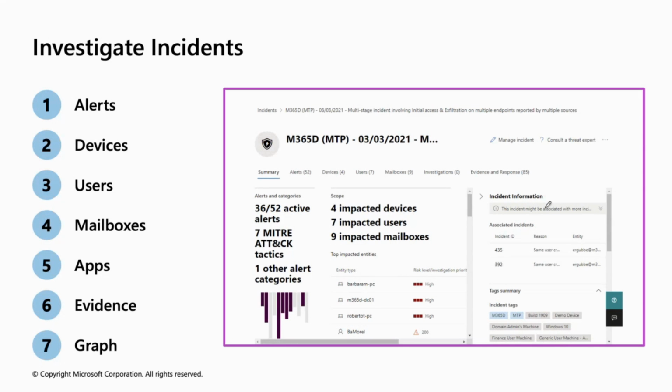Now, when an incident is created, you need to investigate it. Okay? For example, why have these alerts triggered? What is the data behind this alert? What are the details of this alert? Who is the user involved? What is the device used? Any mailbox, application, and you are trying to collect the evidence. Okay? This is how you are going to investigate the incident.